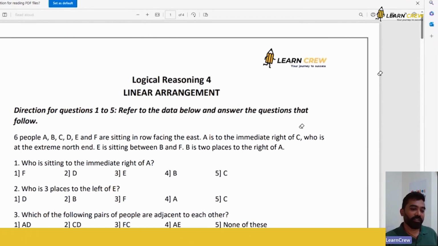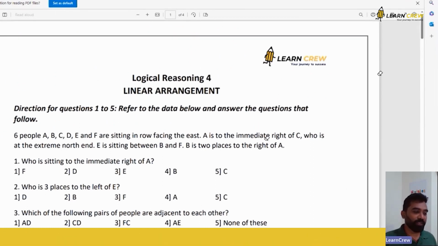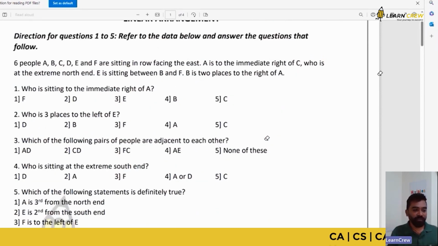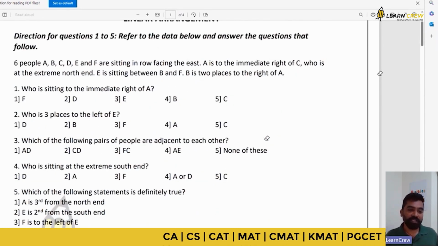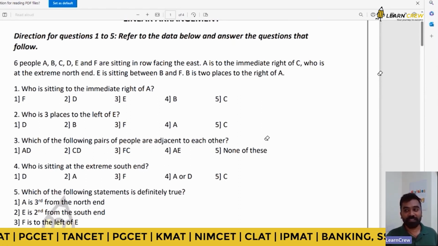Okay. Now let us take the first question, a basic question. This is a very simple one. Just take it up, then we'll see. The directions for questions 1 to 5 refer to the data below. First question I'll solve along with you. The second question you give it a try, then we'll solve.